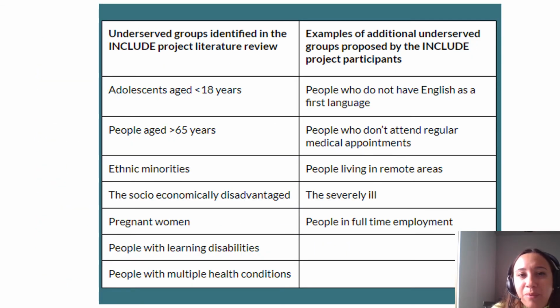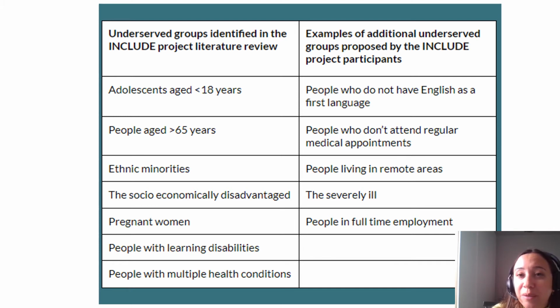So they came up with a number of underserved groups. It may be that it's a younger population because either they're in school or college, or they don't necessarily have easily available transport to take part in research. It could be the older population who again might have mobility issues. It could be ethnic minorities, socio-economically disadvantaged groups, which is where it comes back to being really important that we reimburse people if they're taking on roles within our study team and providing that PPI function. Pregnant women, people with learning disabilities and people with multiple health conditions may also identify as an underserved group. And these were things that came out of the literature review.